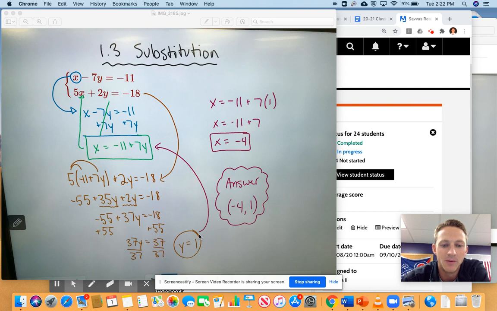We need to solve for the other one because we started with 2 up here. Well, x is already solved up here. It's by itself. So we're just going to take this y value and plug it in for the y up here. So if we take a look over here, x still by itself equals negative 11 plus 7y. But now the y is a 1. 7 times 1 is 7. Negative 11 plus 7 is negative 4. Our answer is an ordered pair because we had x and y, just like a point on a graph. Our x was negative 4. Our y was 1. Our answer is negative 4, 1.